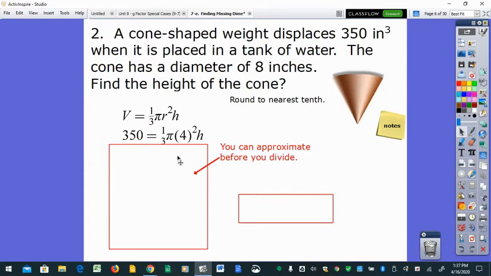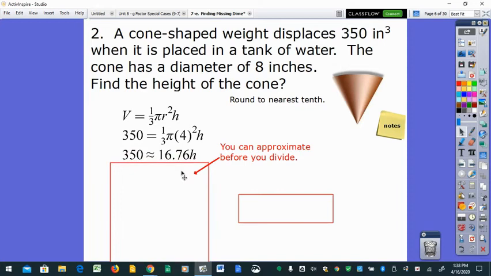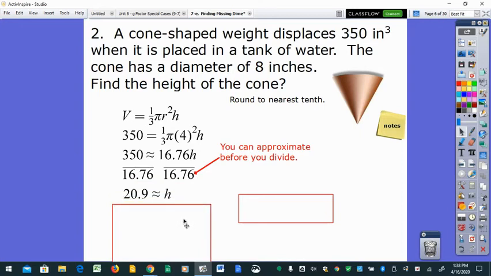Okay, I'm going to do a little bit of cleaning. And this time I'm going to show you, instead of keeping the pi in there, we could approximate before we divide. So 4 squared is 16, and 16 divided by 3 doesn't give me a whole number, or really a nice number. So what I'm going to do is actually approximate that. So 16 divided by 3 is 16.76-ish. Divide both sides by that, and I get about 20.9, in this case, inches.